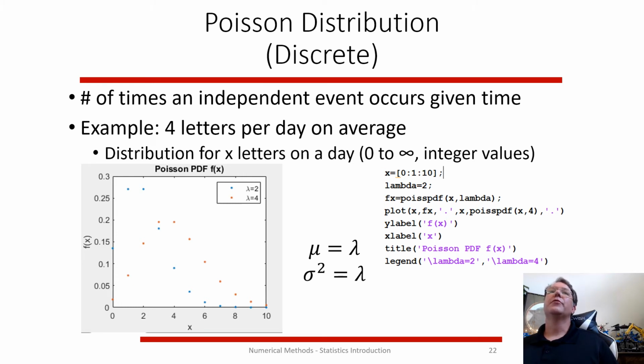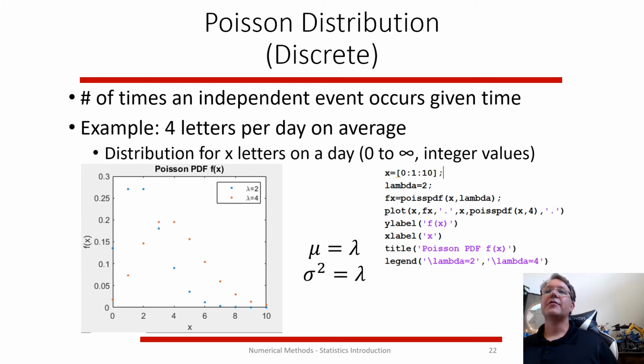Poisson distribution is one. It gives you number of independent events occurring over time. A good example is how many letters per day you get on average. So you might get 4 letters a day, but it could be anywhere between 0 and whatever, 10. 0 to infinity is the range. It's discrete again. How many of things, values, show up, and they're totally independent. Receiving one letter has nothing to do with how many other letters you get on that single day.